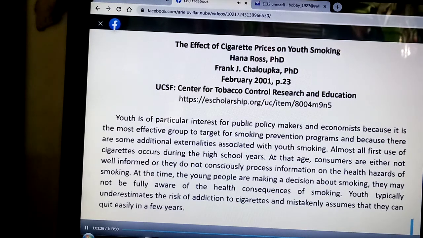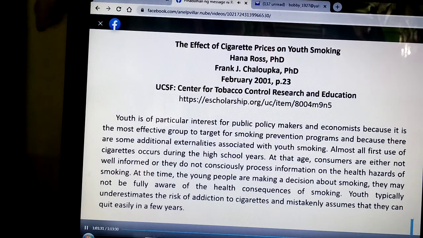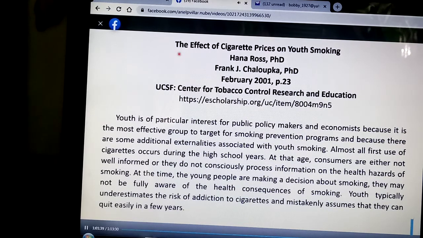So, this is the original source. For example, nag-research kayo, nagbasa kayo, and then you were able to encounter this particular source. Gagamitin nyo sa thesis nyo, kunwari. The Effect of Cigarette Prices on Youth Smoking by Hannah Ross, PhD, and Frank J. Chalupka, PhD. It was published on February 2001. At sa page 23 mo siya nakita.